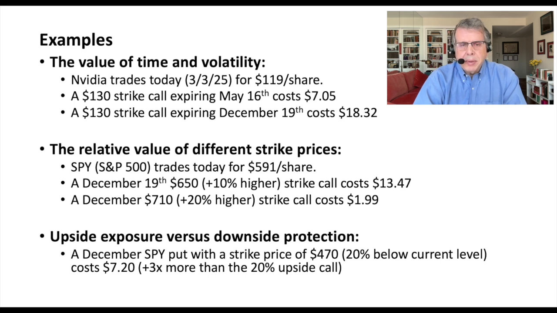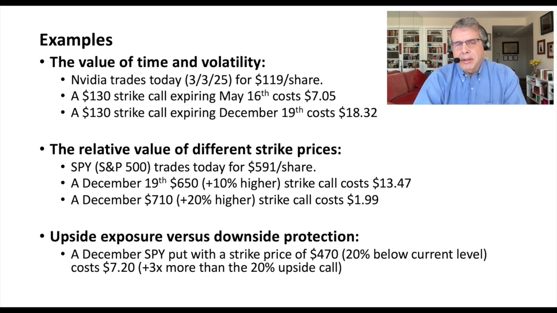The next example is the relative value of different strike prices. And here we'll use the S&P 500 or the SPY, the spiders. They trade for about $591 a share today. If you wanted to buy a call 10% higher, that would cost you $13.47. However, if you wanted to buy a call 20% higher, meaning you're only going to make money if the market rallies 20% between now and the rest of the year, that would cost you only $2. So you can see that the market is saying, yeah, we've got a pretty good shot of being 10% higher by year end, by December. We don't have that good a shot of being up 20% over the rest of the year. And that makes a lot of sense.